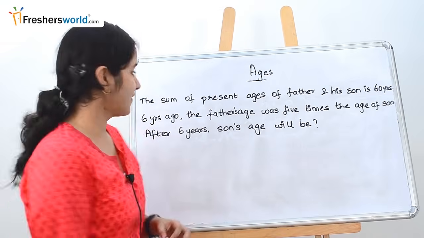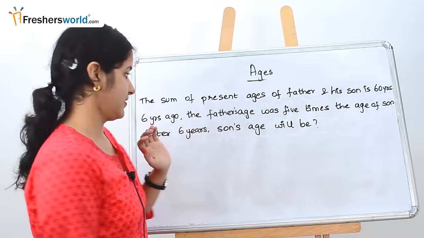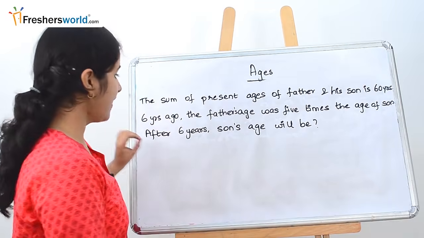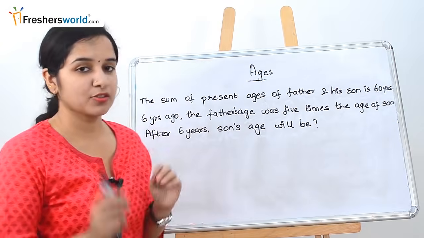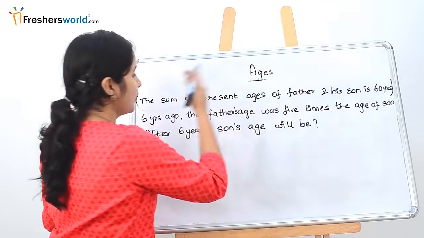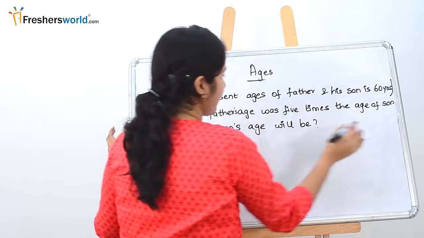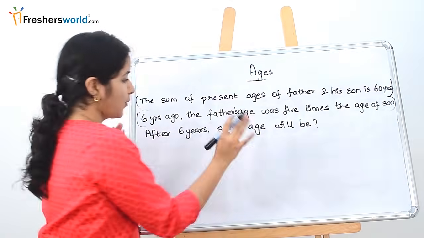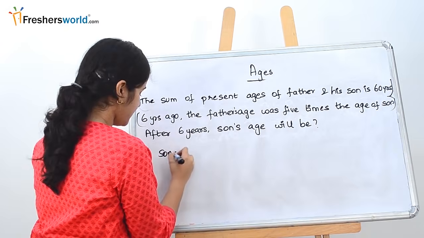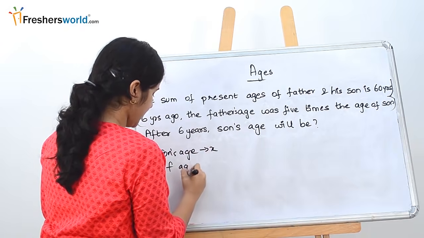The next question that they've asked is, the sum of the present ages of a father and his son is 60 years. 6 years ago, the father's age was 5 times the age of the son. After 6 years, the son's age will be? So first step, as usual, segregate the question. The first part talks about the sum of their present ages. The second part, 6 years ago, the father's age was 5 times the age of the son. And then the question that they have asked. First, assign a variable. Let's take the son's age as X and the father's age as Y.